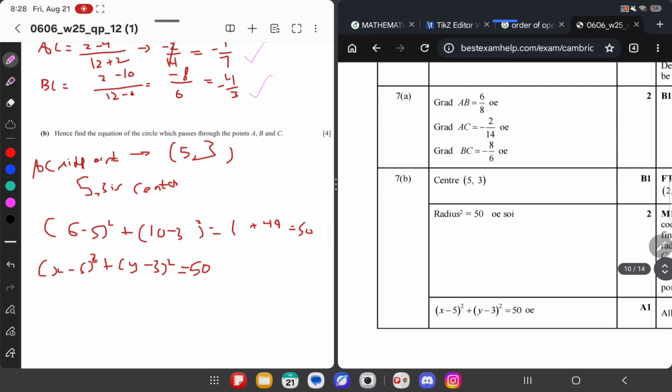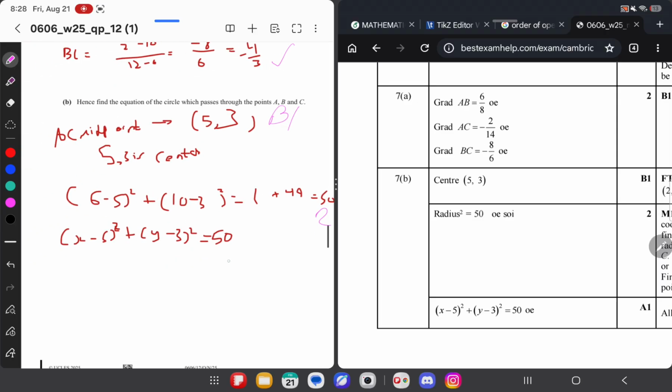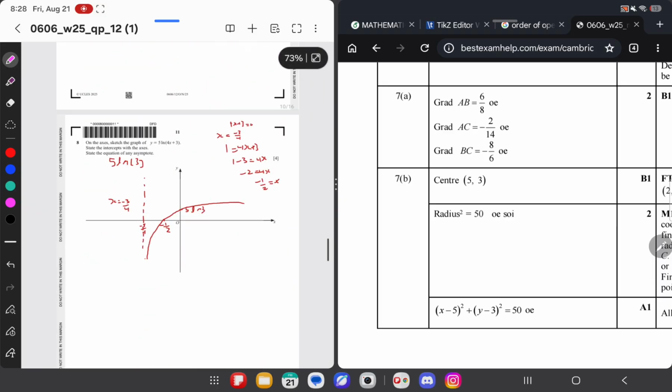Center is 5, 3. What the hell is this? Yeah, B1. Radius is equal to root 50 or equivalent, seen or implied, or equivalent, A1. Full marks. Bravo.